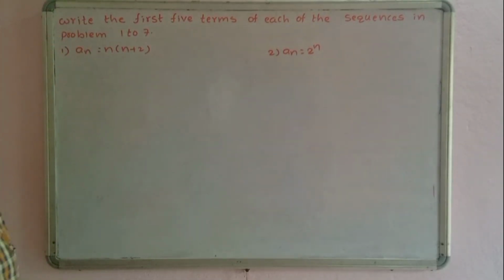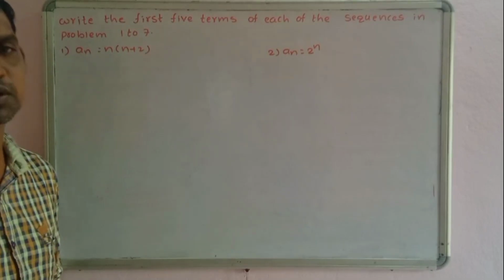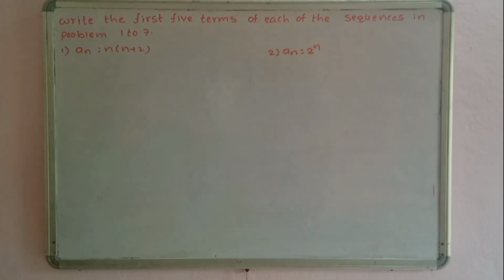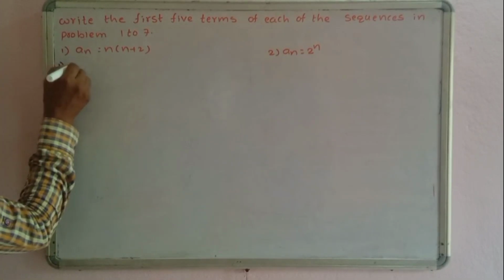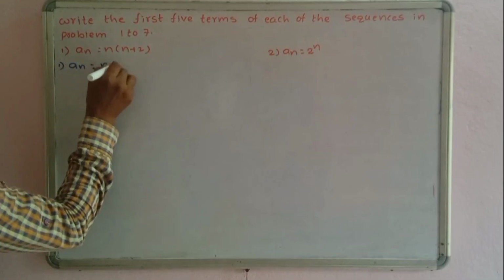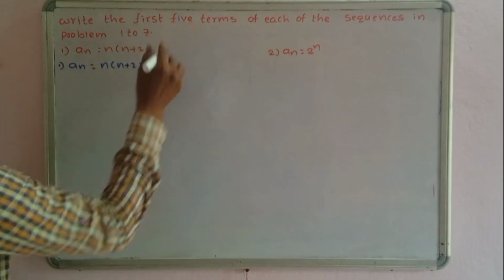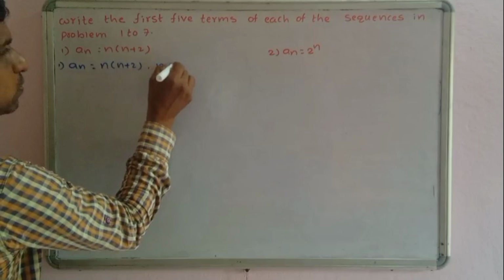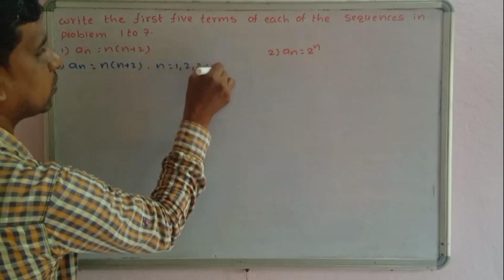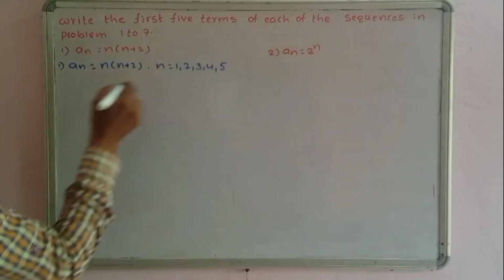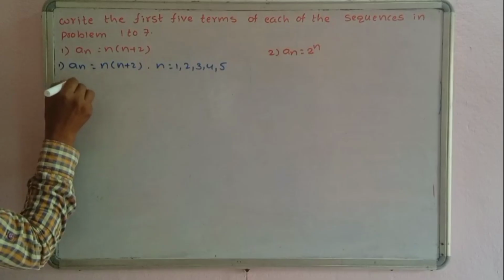Sequences in problems 1 to 7. So the first one is an equals to n into n plus 2. Here, the first 5 terms, where n equals 1, 2, 3, 4, 5. Put n equals to 1.